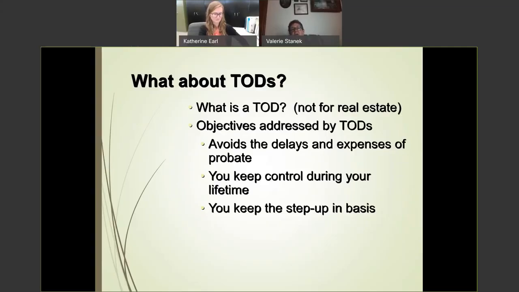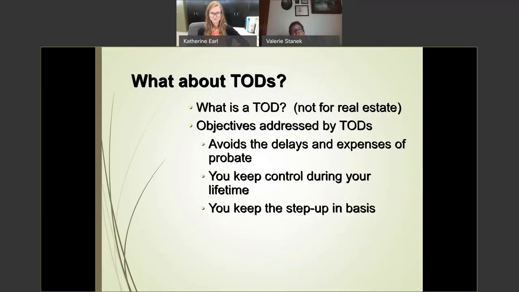beneficiaries on the account. So a transfer on death account allows not only your IRAs, your life insurance, your annuities, those types of investments to go directly to your heirs on your death. It also can allow your checking account to go directly to your heirs on your death. And that can be a very useful strategy, because it addresses the following objectives. It avoids the delays and expenses of probate. So again, this is another way to avoid probate.